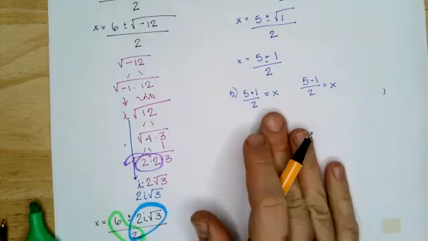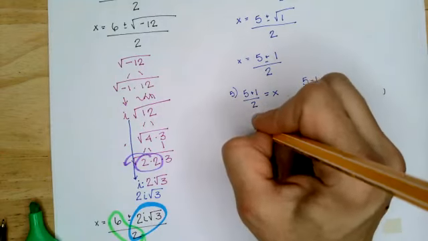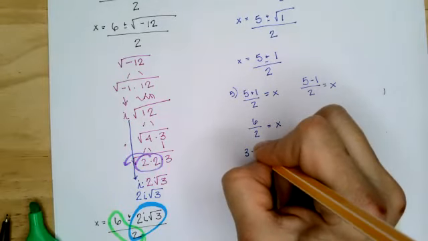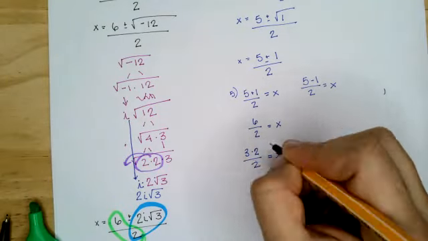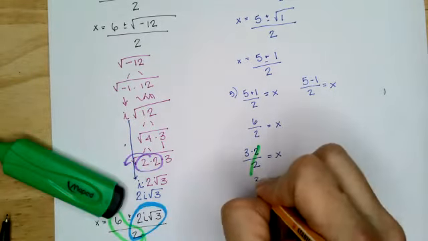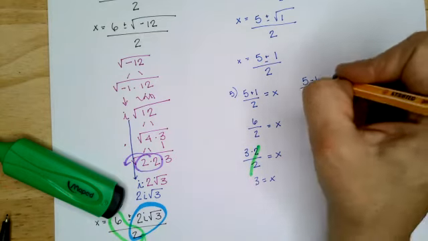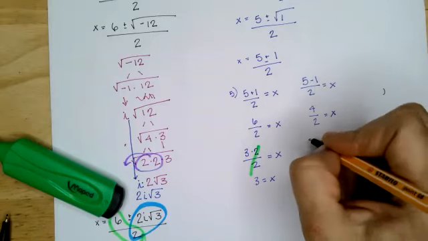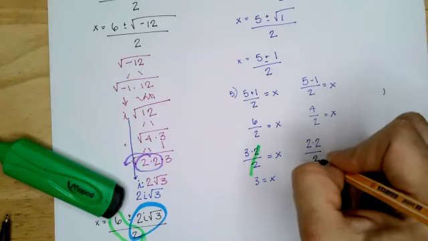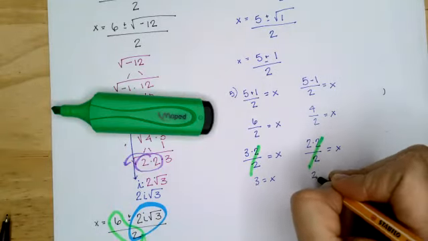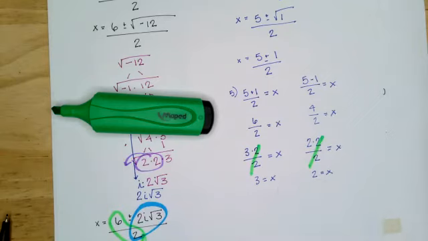Okay, let's talk about this again. 5 plus 1 is 6 over 2. Not done yet. 6 becomes 3 times 2. Cancel the 2's. X is 3. 5 minus 1 is 4 over 2. 4 is 2 times 2. X is 2 and X is 3. Good.